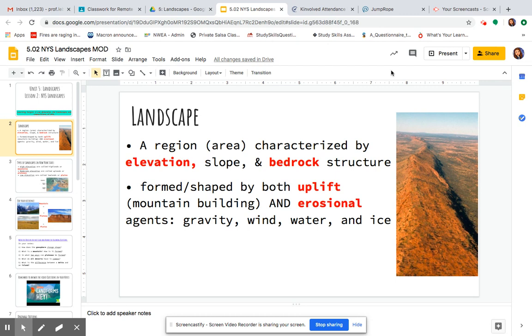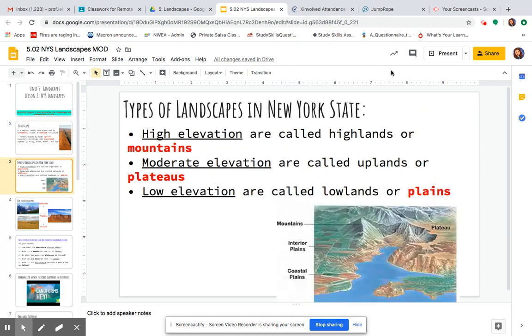New York State has three different types of landscapes. Landscapes with high elevation are called highlands or mountains. Moderate elevations are called uplands or plateaus. And low elevation landscapes are called lowlands or plains. Here we have a picture representation.